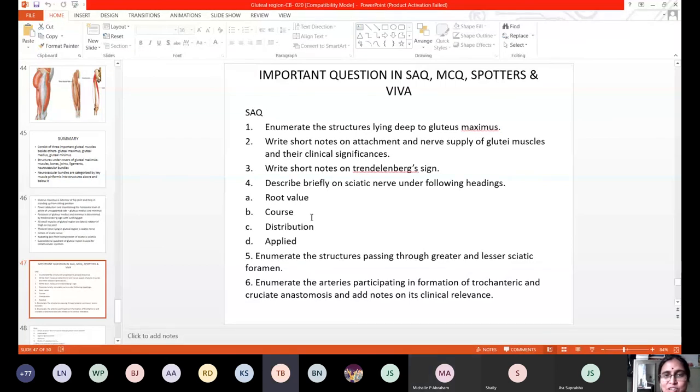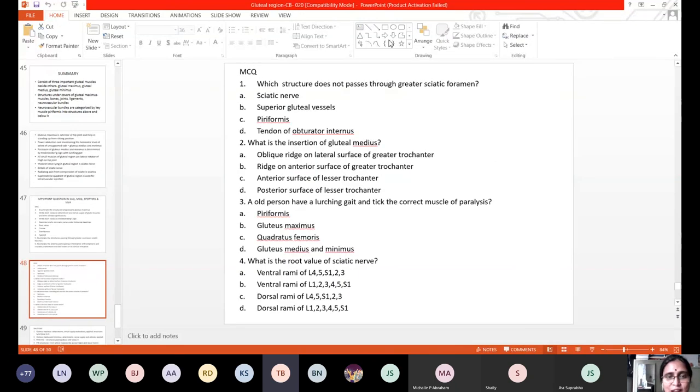These are the important SAQs. These are the SAQs which are always asked, most of the time asked in FNT, fortnightly test. Even though now there is no FNT, there will be semester exam and university exam. Okay. Besides this, there are several MCQs. Now, shall we practice MCQ?